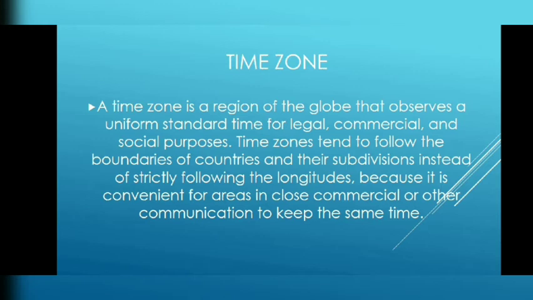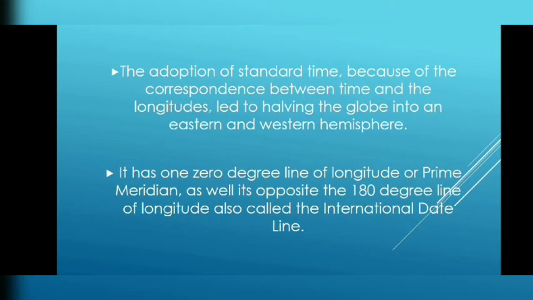A time zone is a region of the globe that observes a uniform standard time for legal, commercial, and social purposes. Time zones tend to follow the boundaries of countries and their subdivisions instead of strictly following the longitudes, because it is convenient for areas in close commercial or other communication to keep the same time.